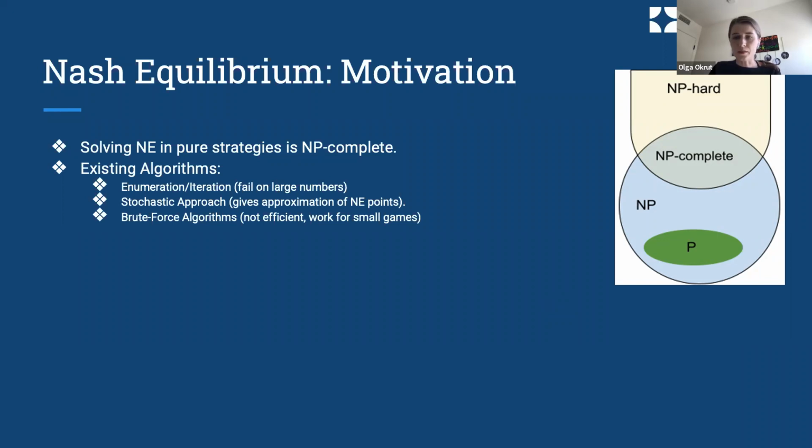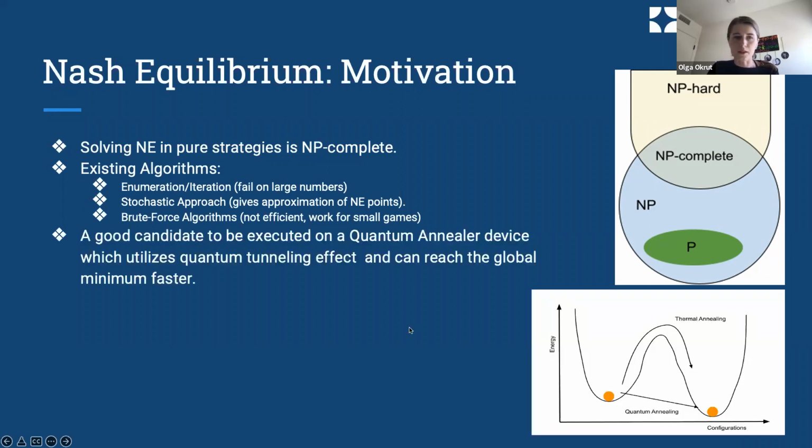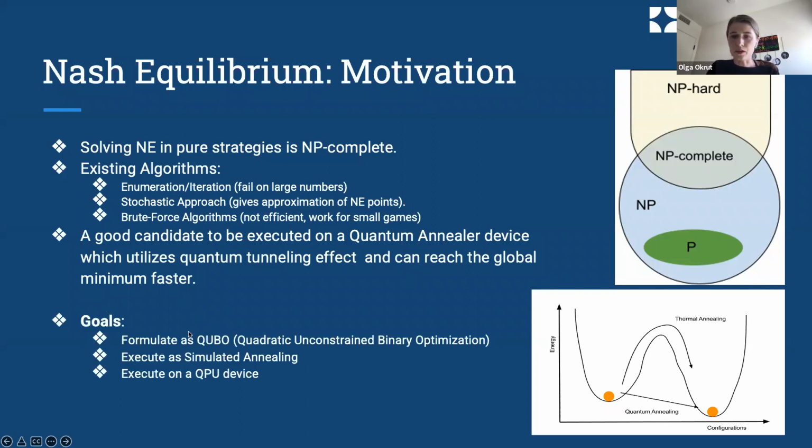These algorithms are good for small games, but for larger games they will fail or will just provide an estimation of the Nash equilibrium points. Saying this, finding Nash equilibrium points requires a revision of existing approaches and the development of new algorithms. In our work, we aim to find Nash equilibrium using a quantum-inspired algorithm, that is simulated annealing, and physical QPUs.